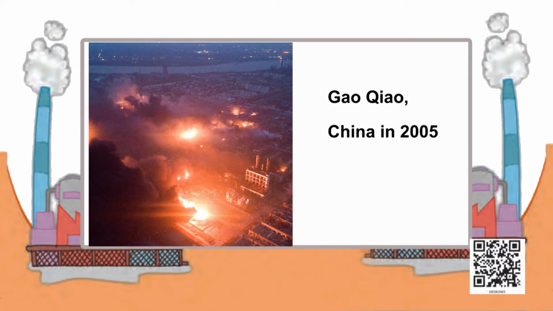Another infamous disaster occurred in Gaoshao in 2005 in China, where 243 people died in an explosion of a factory, 9,000 people were injured and 64,000 people had to be evacuated. Many people died just because they could not run after the explosion took place.